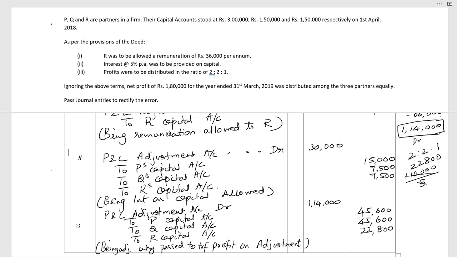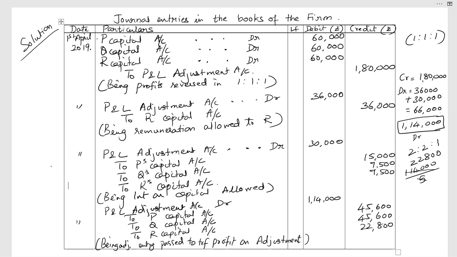I'll remove the split and we can see the solution. So this is the solution. The 4 entries passed. For each error which we rectify, we need to pass an adjustment entry. And finally, we need to close the profit and loss adjustment account by transferring the profit in this case to the capital accounts.